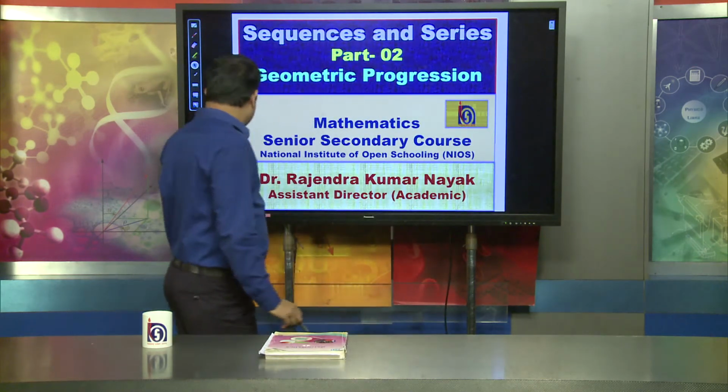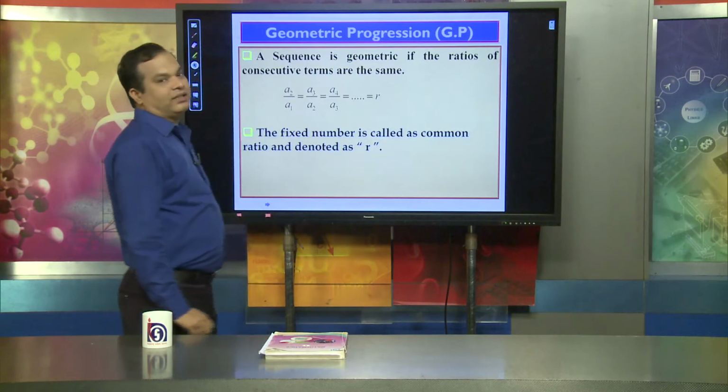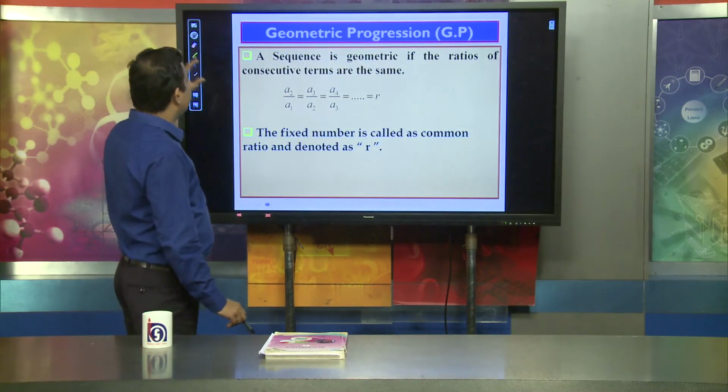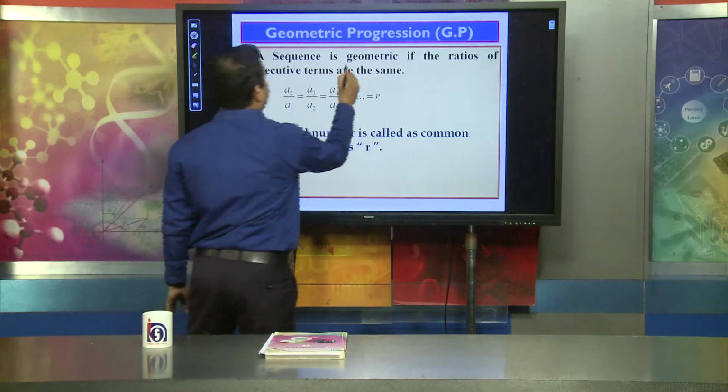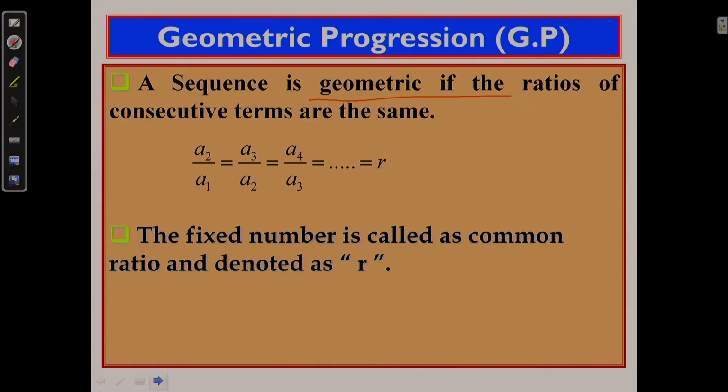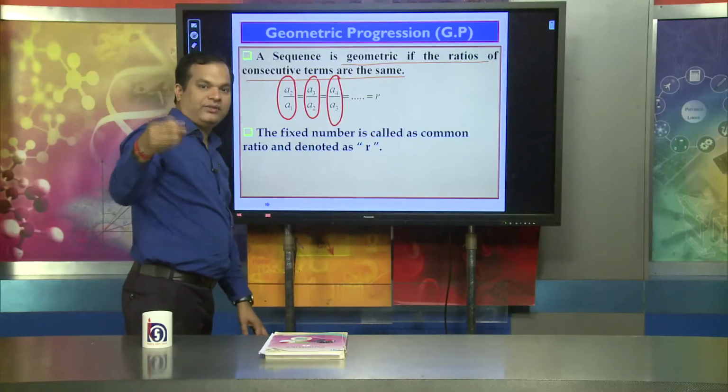Dear learners, when talking about geometric progression, the very important thing is that a sequence is said to be geometric if the ratio of the consecutive terms, that is A2 divided by A1, or A3 divided by A2, or A4 divided by A3, is R. We can say the ratio R.